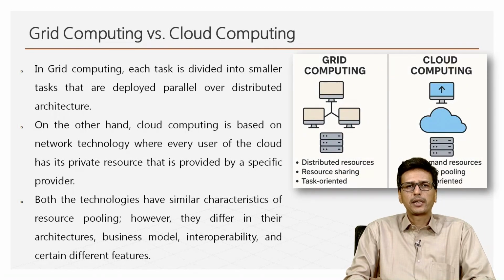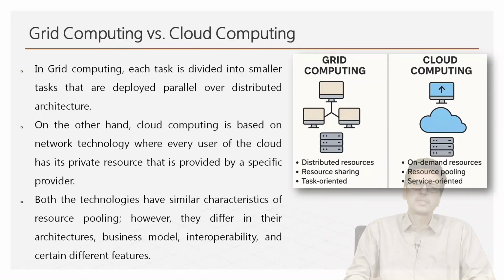Now we will look at the difference between grid computing and cloud computing. Majorly, grid computing uses distributed resources, as we have already discussed, because whatever resources are not allocated, you have to pool. So distributed resources are used in grid computing, while in cloud computing it is on-demand resources. As we discussed in the previous session, according to your requirement you demand those resources and those services, and you pay only for those.